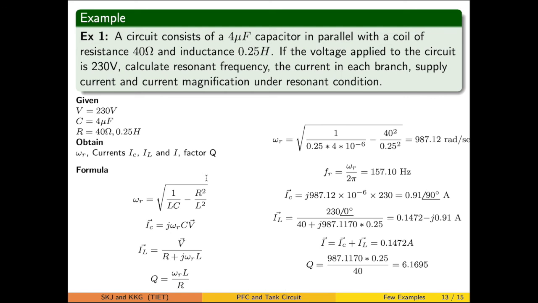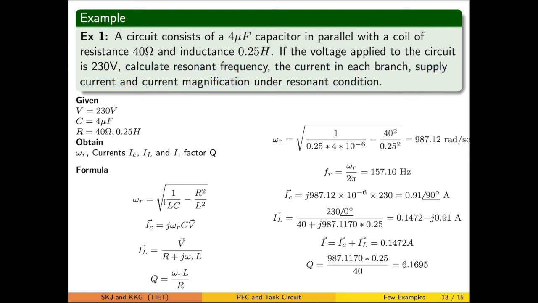Now a few examples are considered. Here a circuit consists of a 4 microfarad capacitor in parallel with a coil having this particular resistance and inductance, so it is simply forming a tank circuit. The applied voltage to the circuit is 230 volt. We have to first calculate the resonant frequency, then the current in both the branches, the supply current, and the current magnification, that means the quality factor under resonance.